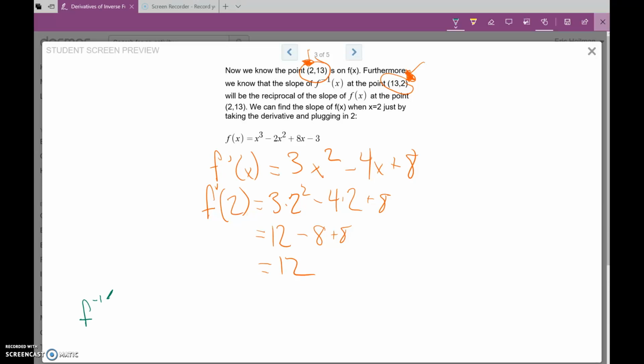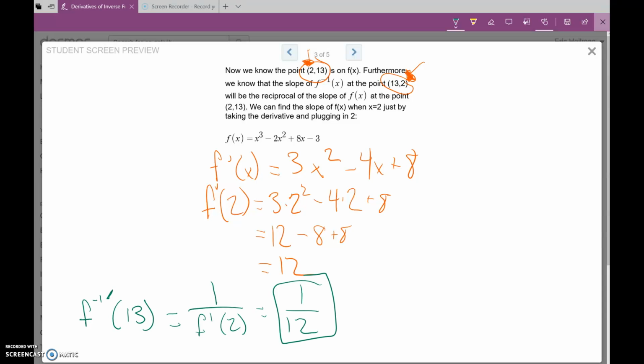f inverse prime of 13 is 1 over f prime of 2, so that's 1/12, and that is the final answer. So you just need to work out the coordinates of the two reflection points, and then take the derivative of f, and then take its reciprocal.